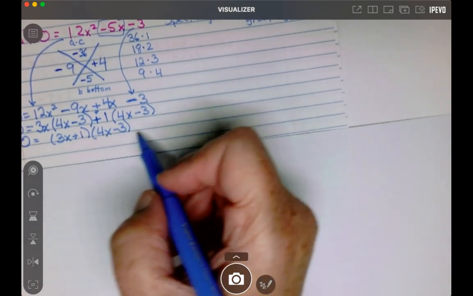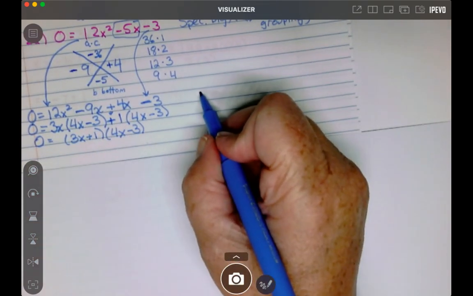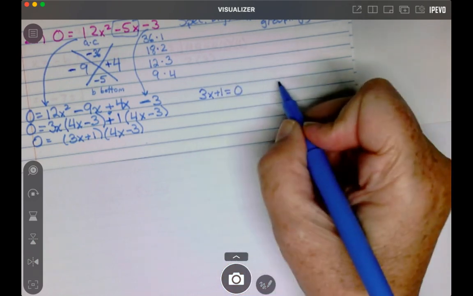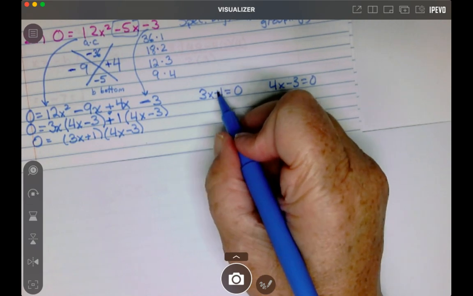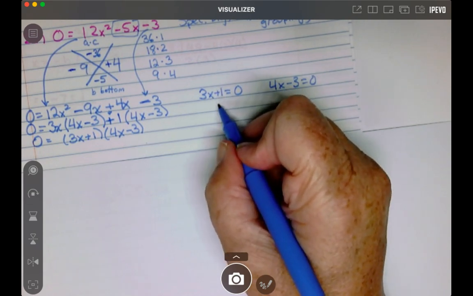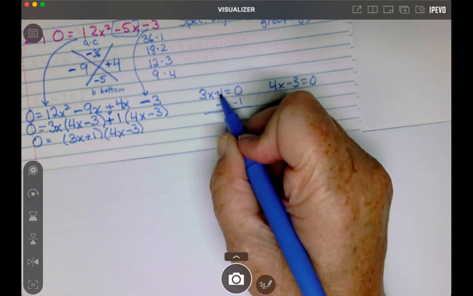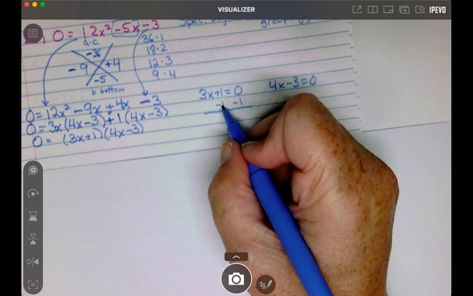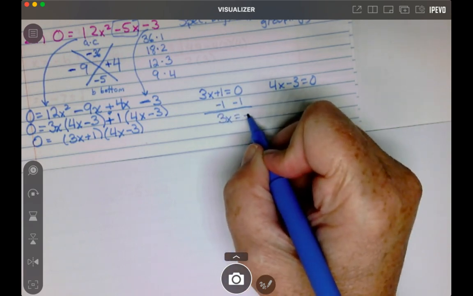And you're not quite done, because you're supposed to solve for x, which means I now need my zero product property, and I'm going to say 3x plus 1 equals 0, or 4x minus 3 has to equal 0. Over here, I want to isolate x, so the first thing I'm going to do is get rid of that pesky 1. If I want to get rid of adding 1, I need to subtract 1. Positive 1 and negative 1 make 0. So I have 3x equals negative 1.